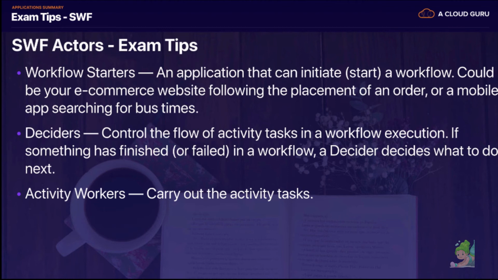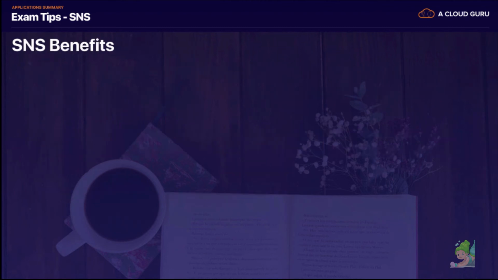And then we have our activity workers, and these are basically people or programs or applications that carry out activity tasks. If you see anything about a human working in a warehouse and you need a way of managing it, then think of Simple Workflow Service. As I mentioned, Amazon.com use Simple Workflow to help run their warehouses.